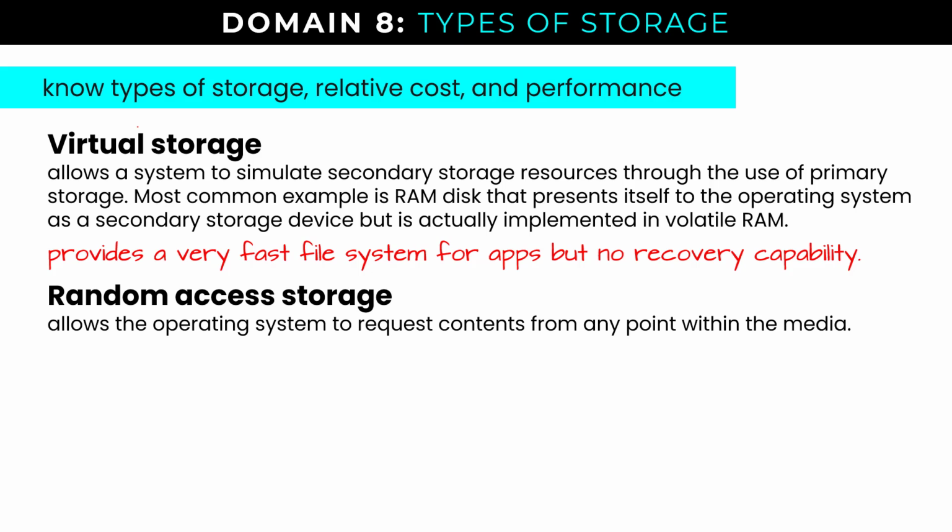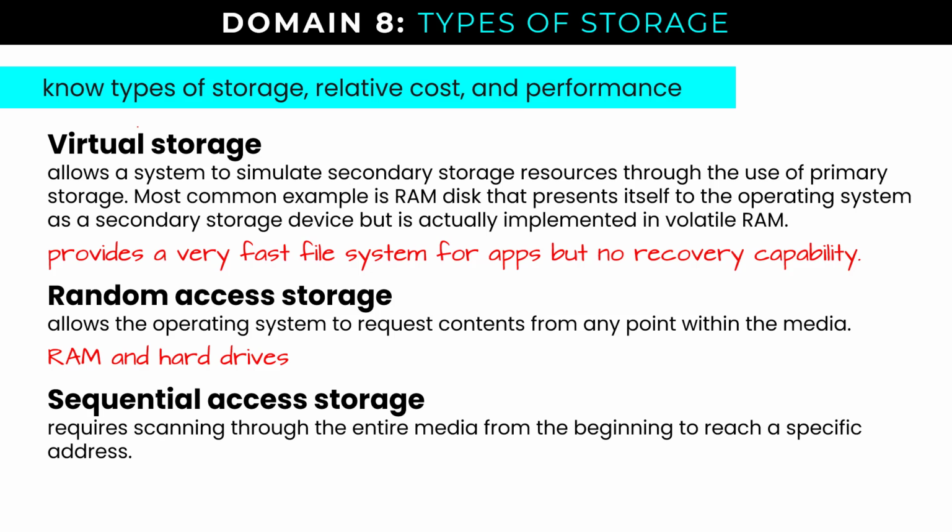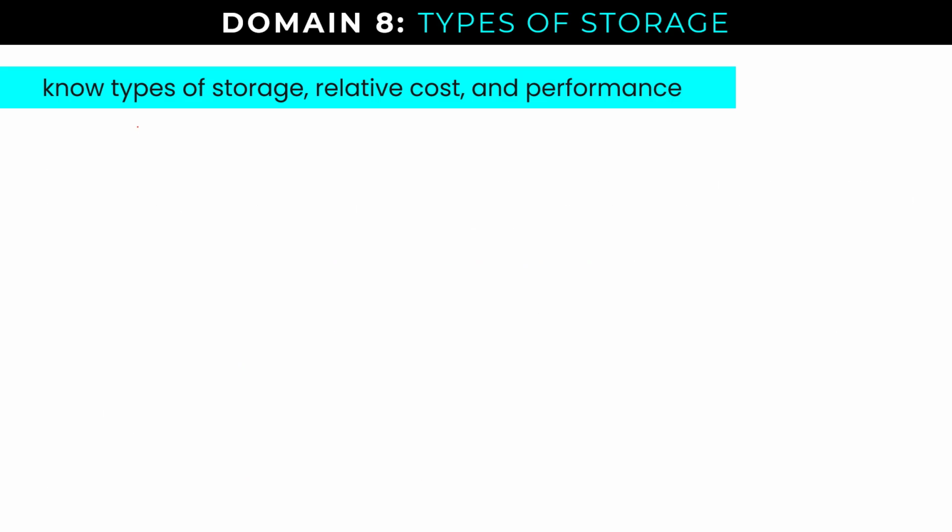It's sitting in RAM. Random access storage just allows the operating system to request the contents from any point within the media. So RAM and hard drives are random access storage. Now, sequential access storage, on the other hand, requires scanning through the entire media from the beginning to reach a specific address. A great example of this is magnetic tape. Backup tapes, perfect example of this, old school magnetic storage.